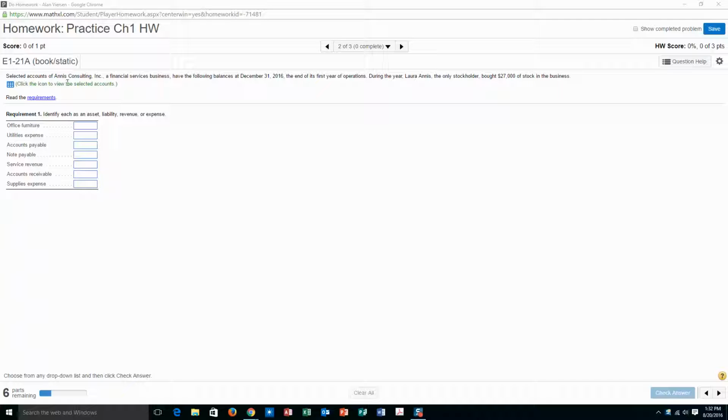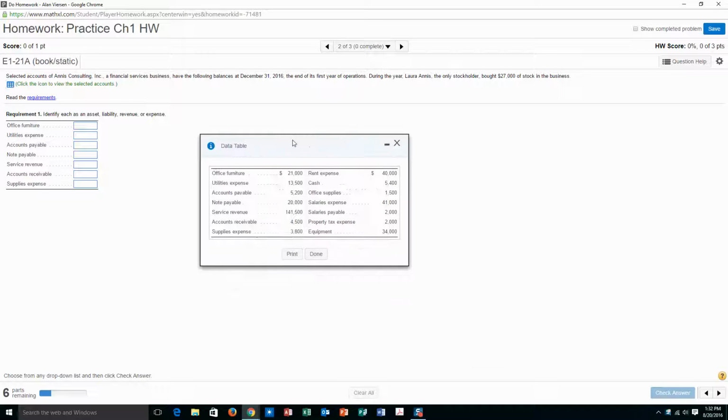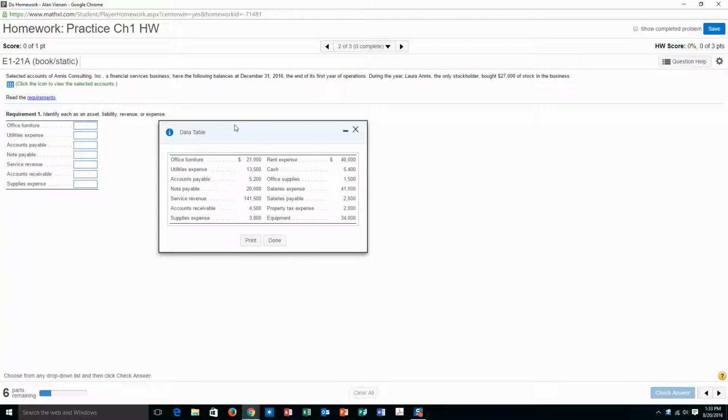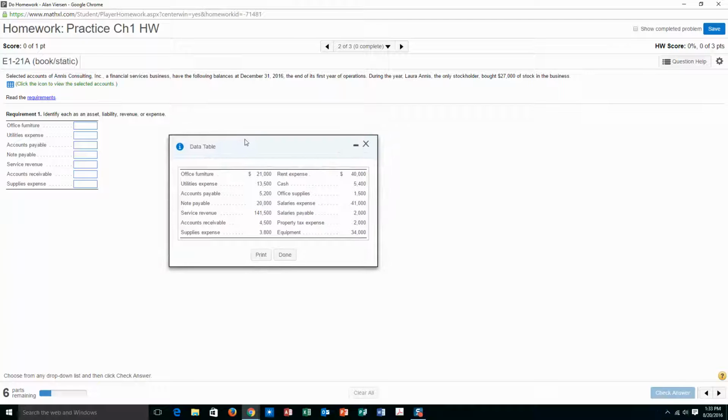It says selected accounts on this Consulting Incorporated financial service business have the following balances at the end of the first year of its operations. The stockholders bought $27,000 of stock in the business. So I'll click here on this data table and it gives us this list of different accounts. Now we're just starting out, so our goal is we want to be able to classify these accounts.